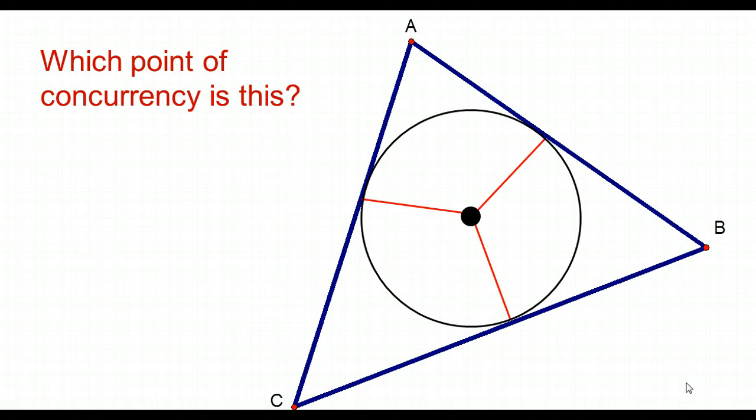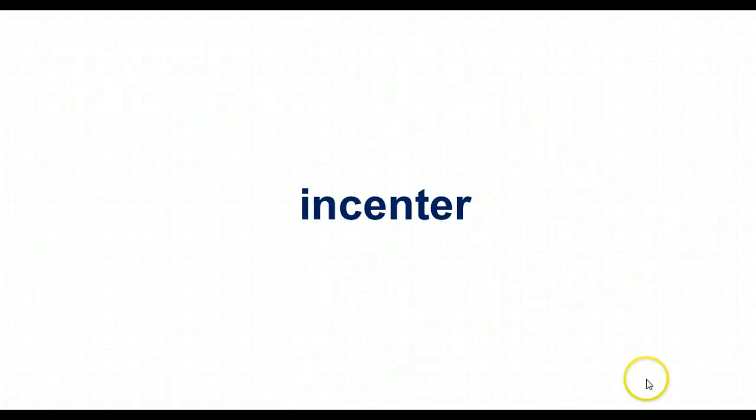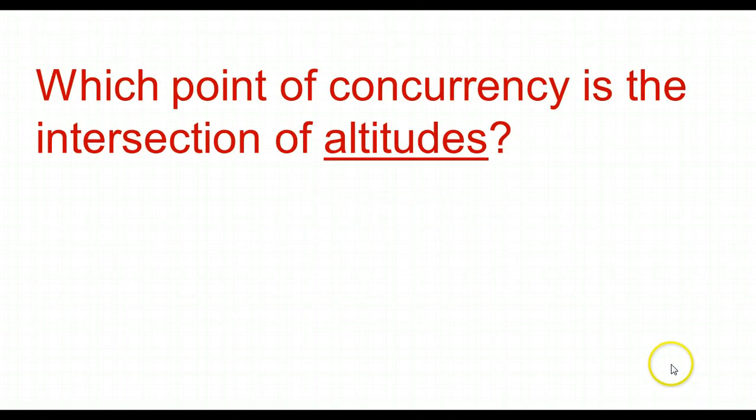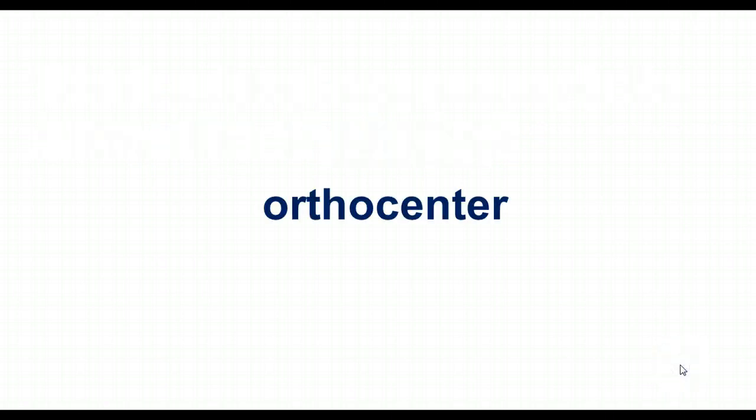Which point of concurrency is this? This one is equally distant to the sides of the triangle, so this is going to be the incenter. Which point of concurrency is the intersection of altitudes? Orthocenter.